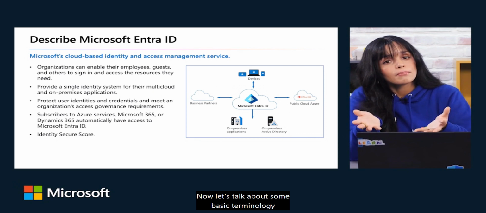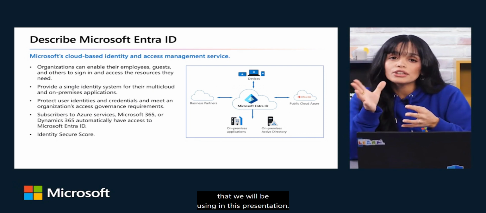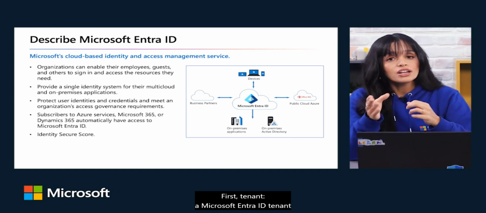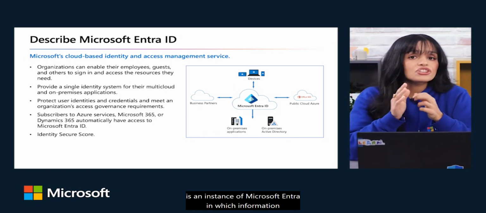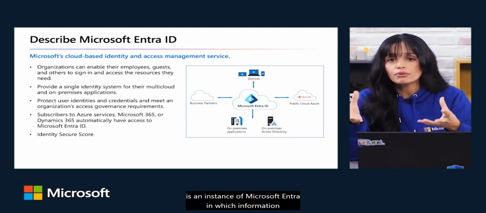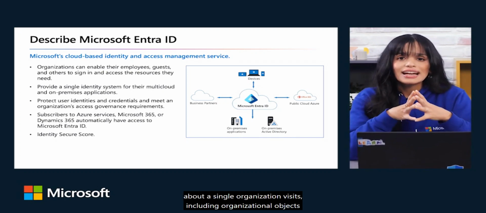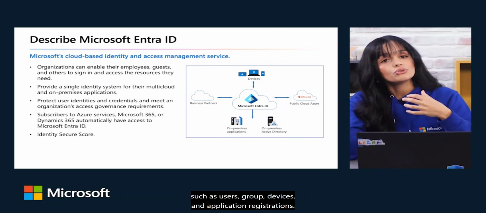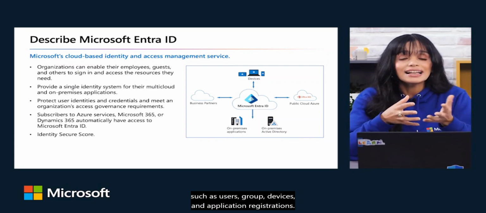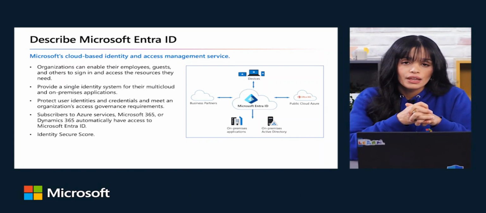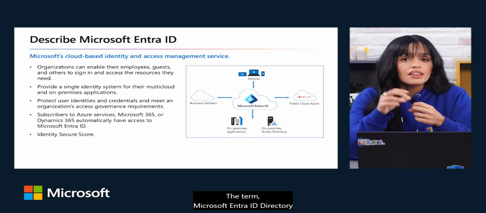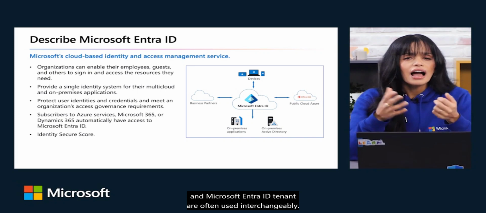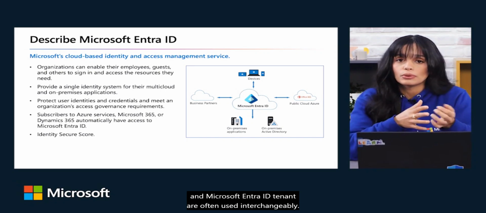Now let's talk about some basic terminology that we will be using in this presentation. First, tenant. A Microsoft Entra ID tenant is an instance of Microsoft Entra in which information about a single organization resides, including organizational objects such as users, groups, devices, and application registrations. Then we have directory. The terms Microsoft Entra ID directory and Microsoft Entra ID tenant are often used interchangeably.